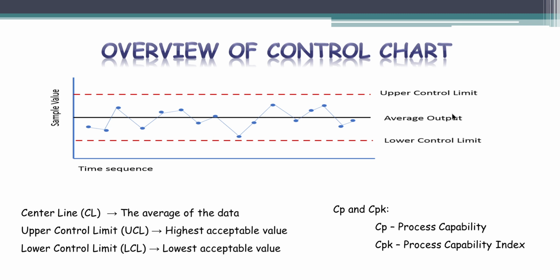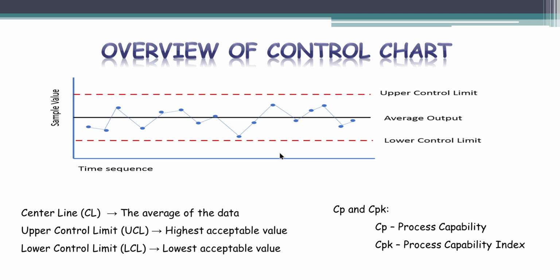It has three important lines. One is upper control limit, one is lower control limit, and one more is center line. These are control limits, and please note that these are not the specification limit. Specification limit is different and control limit is different. Specification limit comes outside the control limit.